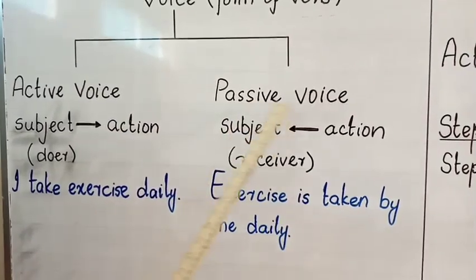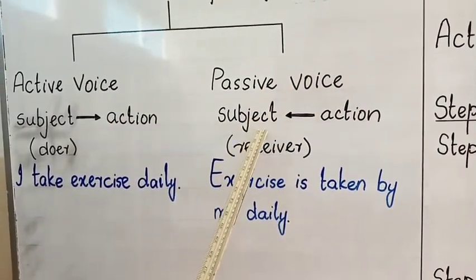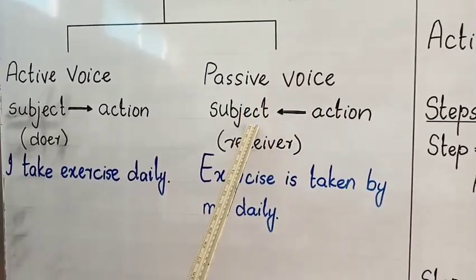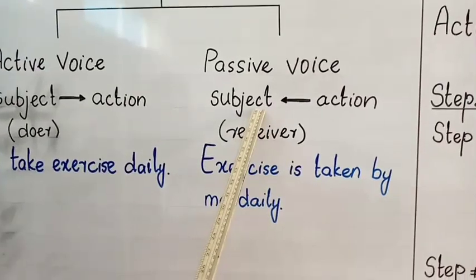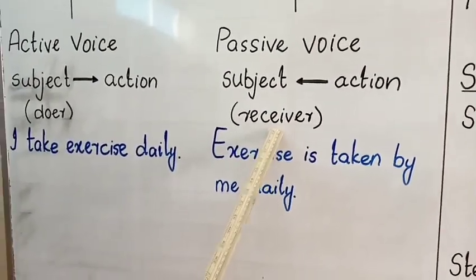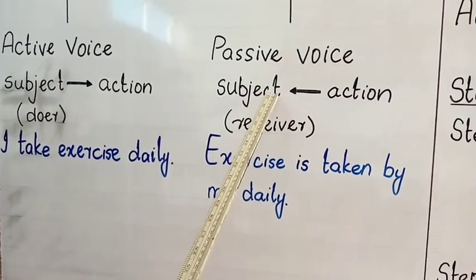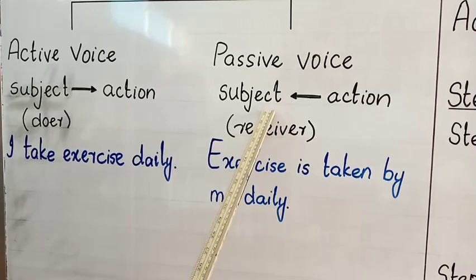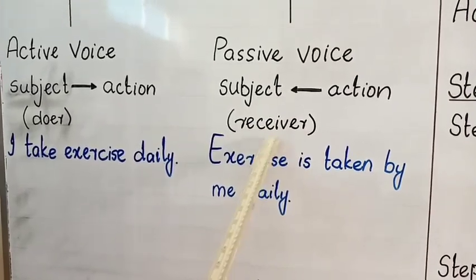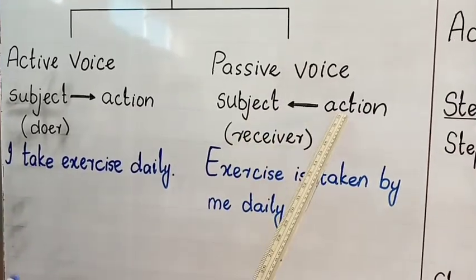Whereas in passive voice, some action is done on the subject, and that is why this subject is known as receiver. Passive voice में subject के ऊपर कुछ काम होता है और इसीलिए passive voice में subject को receiver कहा जाता है. यानी action इसके ऊपर, this subject is receiving the action.